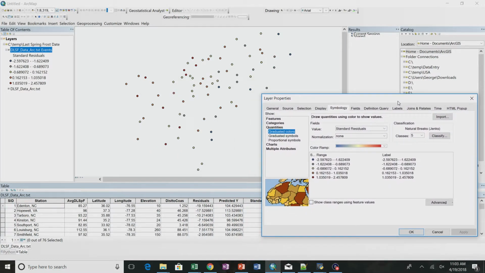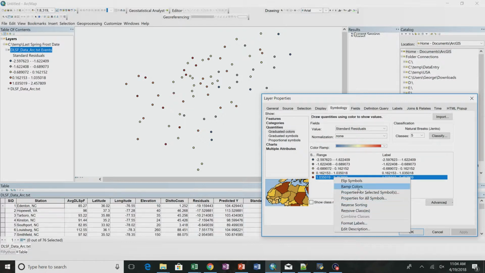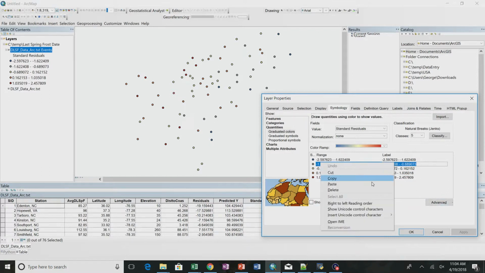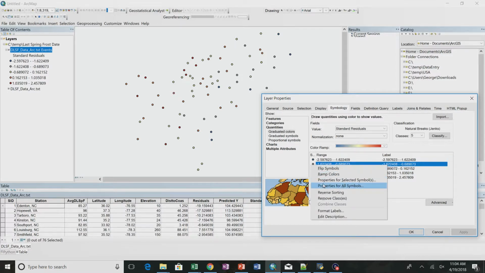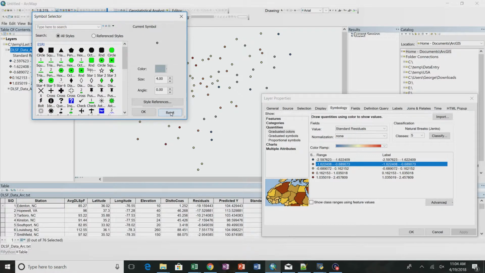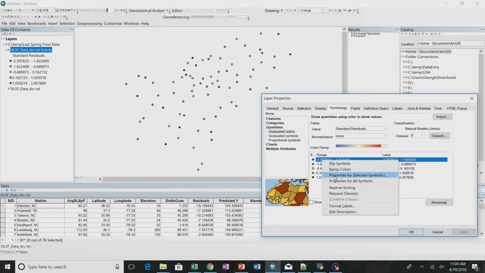ArcGIS recognized that it was plus minus. And I've got a map of my residuals. It's kind of hard to see on that map. I'm going to make the dots bigger. Properties for all symbols. Something really weird's going on. Anyway.